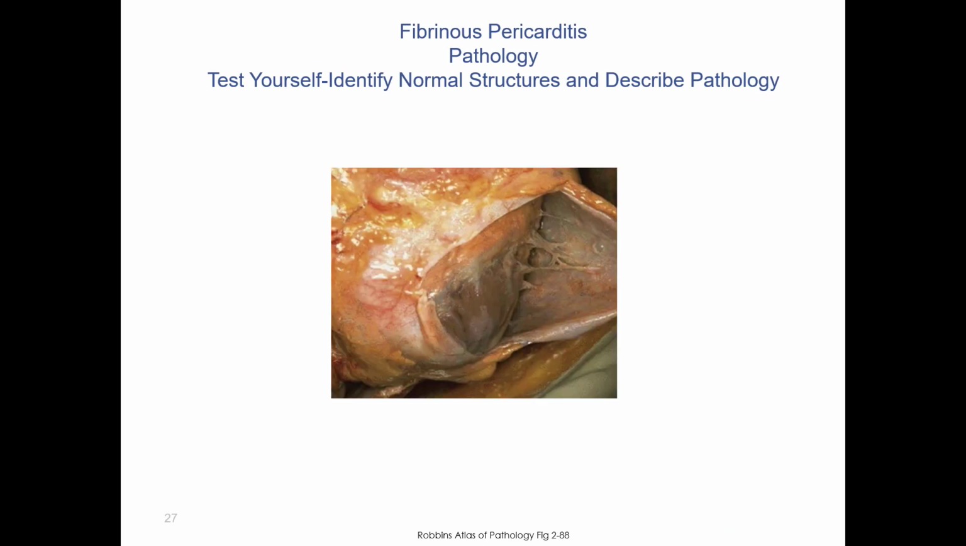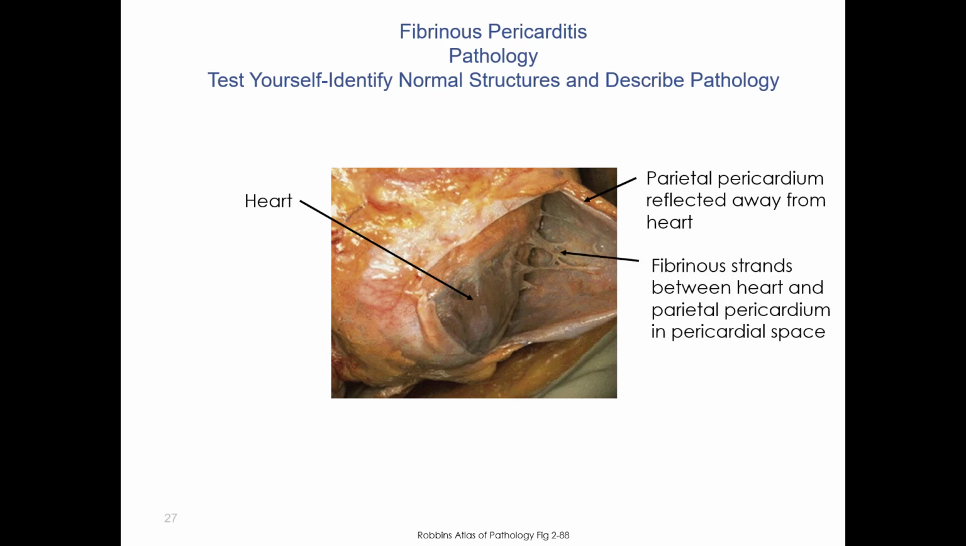Here is a picture of fibrinous pericarditis. This is the heart. This is the parietal pericardium, which has been reflected away from the heart. These are fibrinous strands in between the heart and the parietal pericardium in the pericardial space.